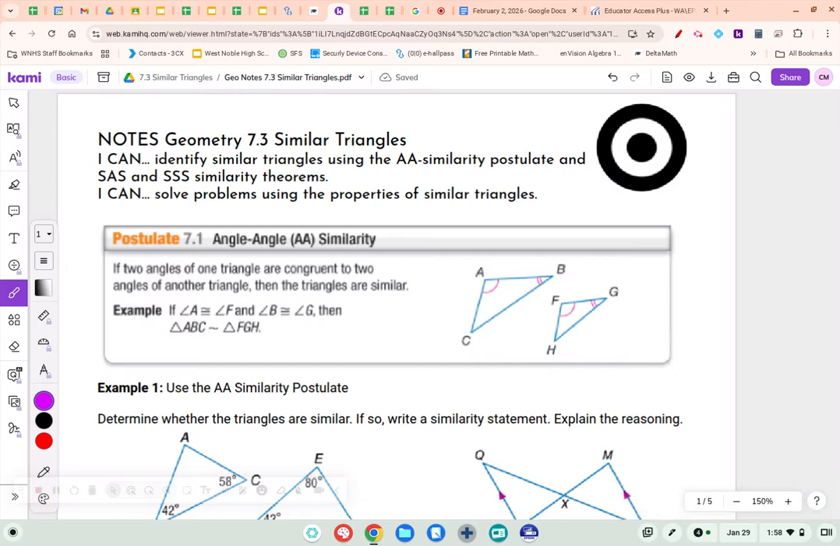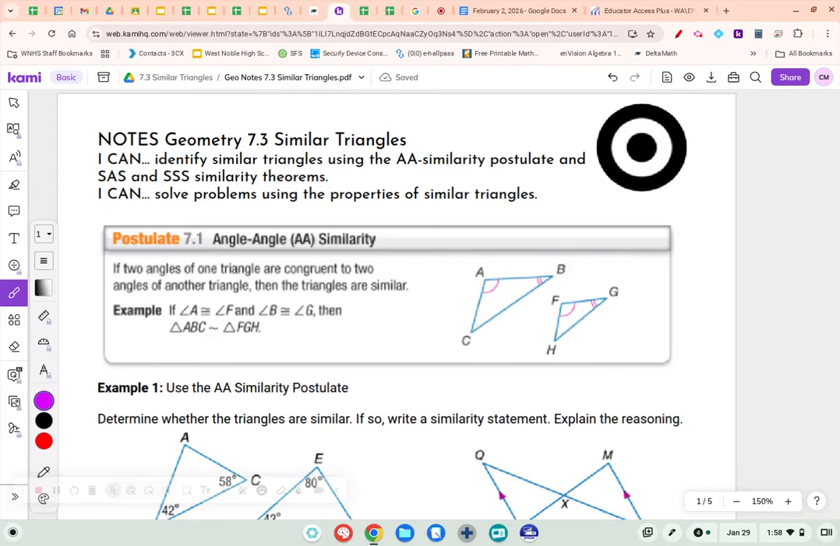Hi guys, today we are covering 7.3 similar triangles. You guys will be able to identify similar triangles using the angle-angle similarity postulate and side-angle-side and side-side-side similarity theorems, and you'll be able to solve problems using the properties of similar triangles.